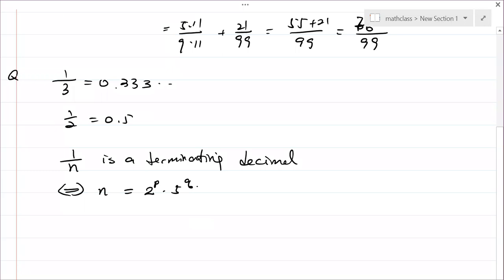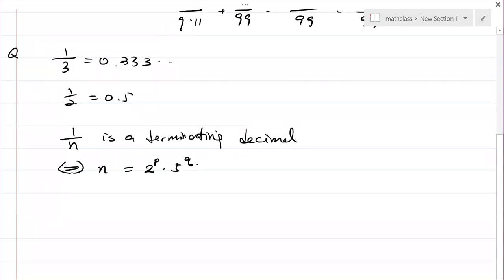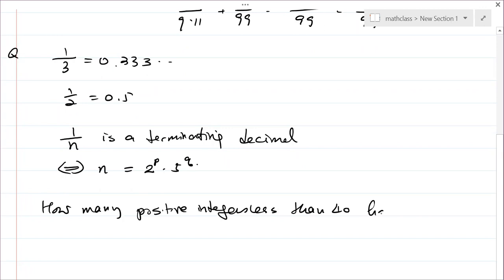For example, if it contains 7, no, you cannot. So if we ask the question, how many positive integers less than 40 have their reciprocal as a terminating decimal?